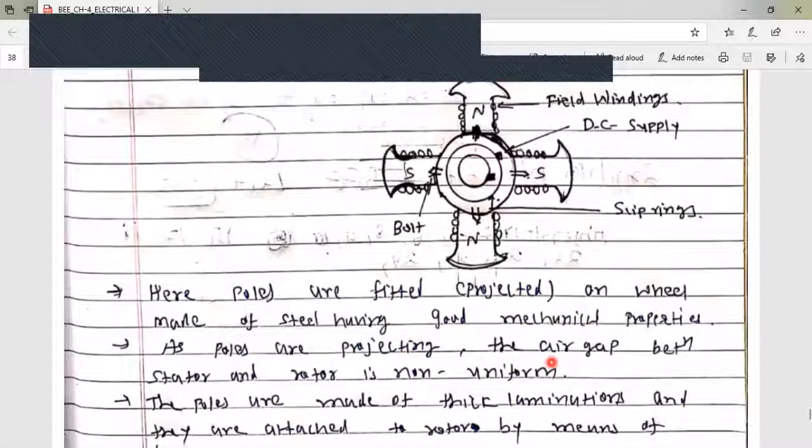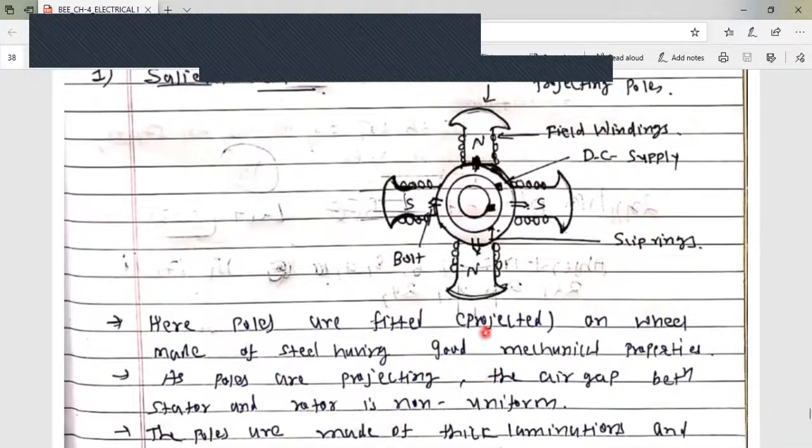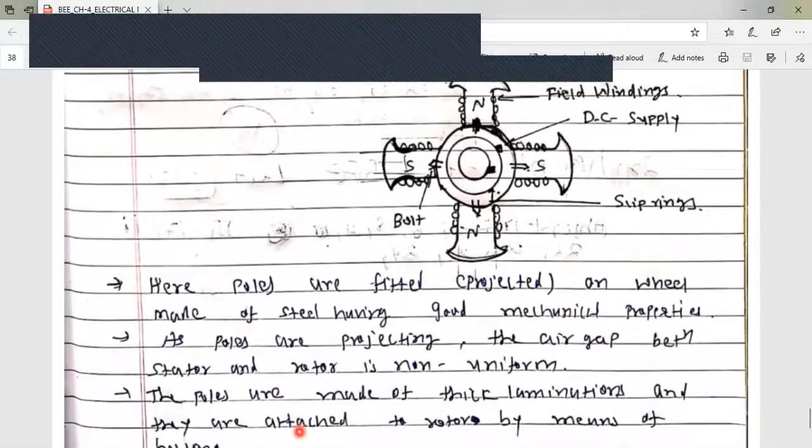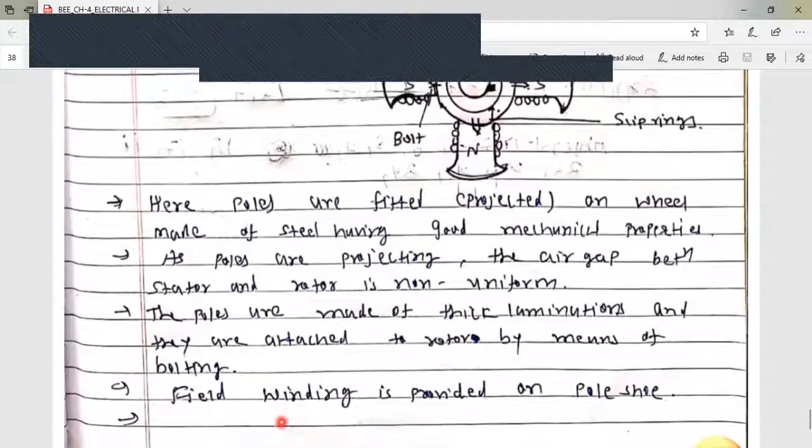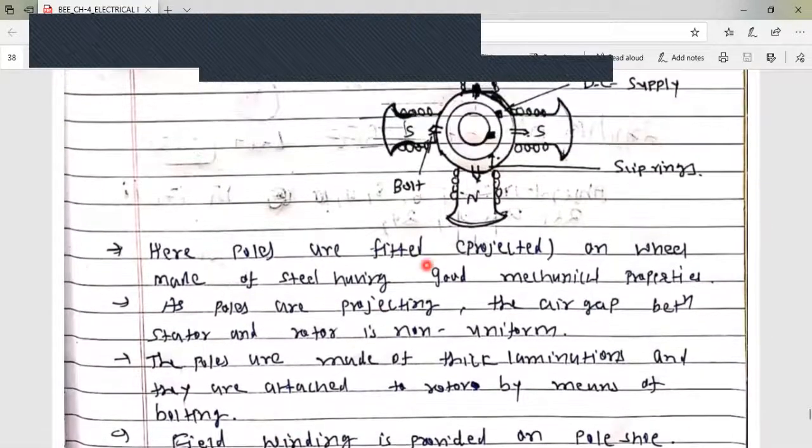Poles are projecting, so the air gap between stator and rotor is non-uniform. The poles are made up of thick laminations and they are attached to the rotor by means of a pole. See here, this is the pole. These poles are attached to this rotor using the pole. The field winding is provided on the poles. See here, this is the field winding provided on the poles.